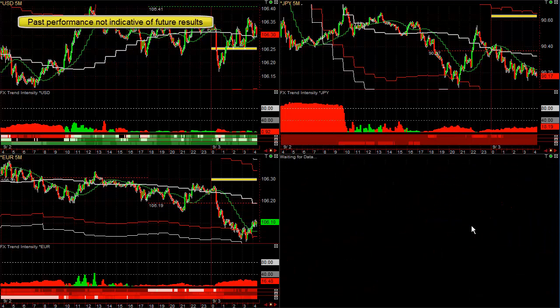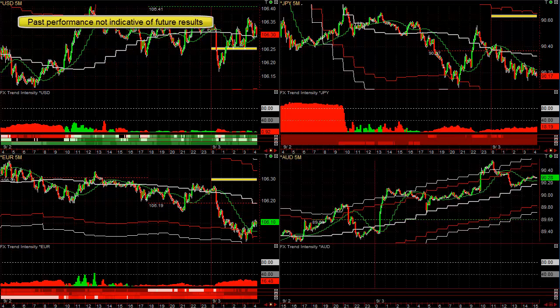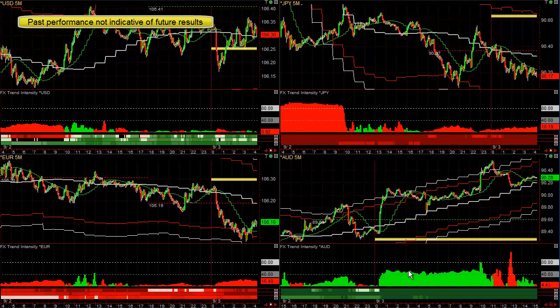Put in asterisk and then AUD. Same thing for New Zealand, Swiss, dollar, if you want to take a look at them. So this one, very strong today. And again, like the pound, it was above the upper band.